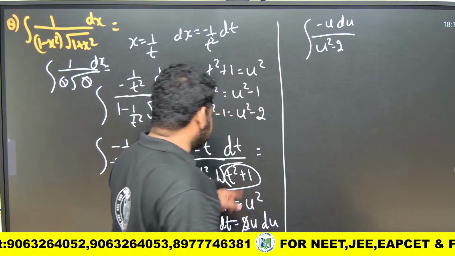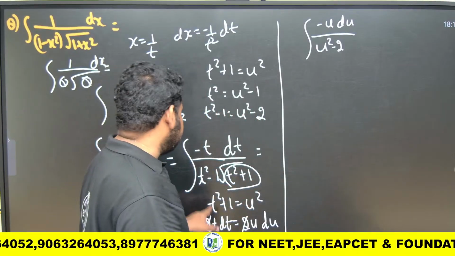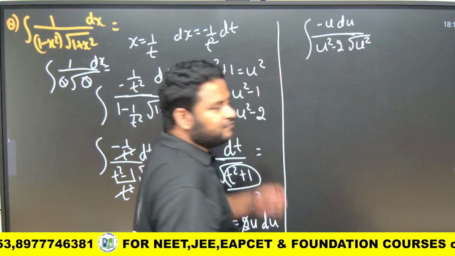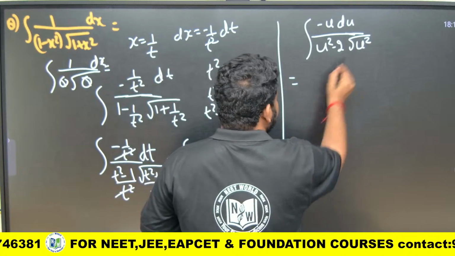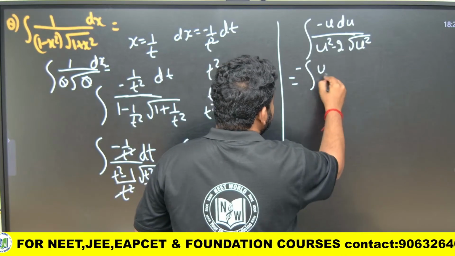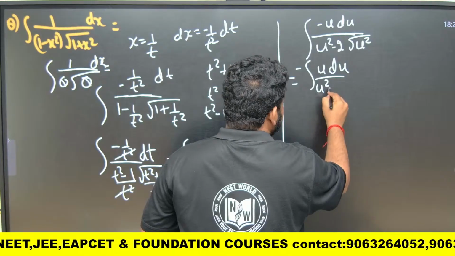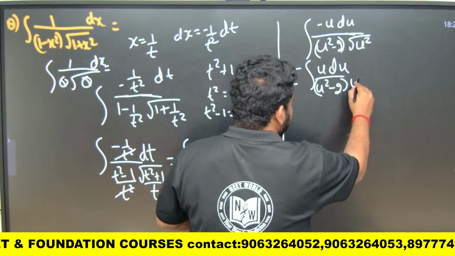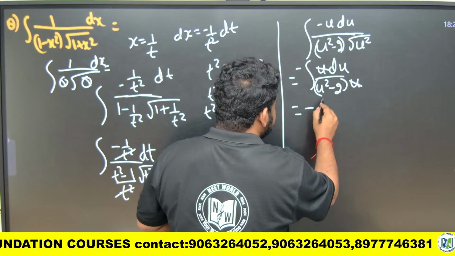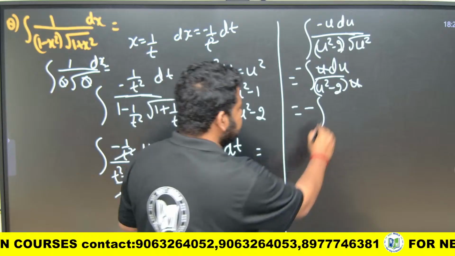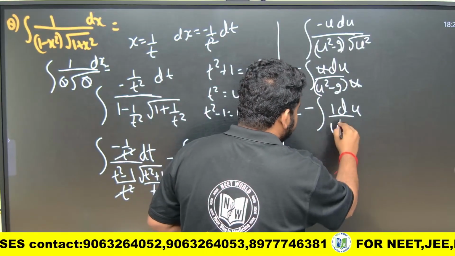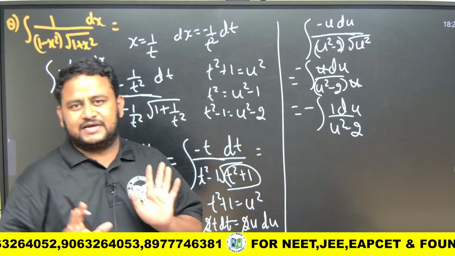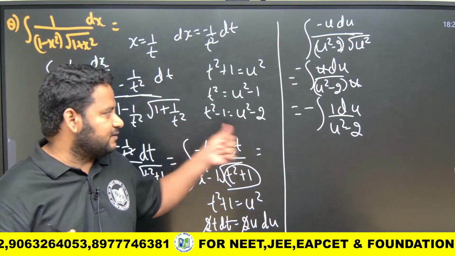Okay, what about t square plus 1? T square plus 1 is nothing but equal to u square under square root of u square. Now this will become, if I remove the square root, minus u du into u square minus 2. The square root I remove will become just u, so u will cancel, and I will have the integral of minus 1 du by u square minus 2. So 1 du by u square minus 2. It's very simple. That's it. Brilliant. We got it till here.